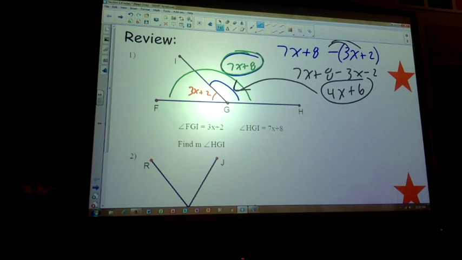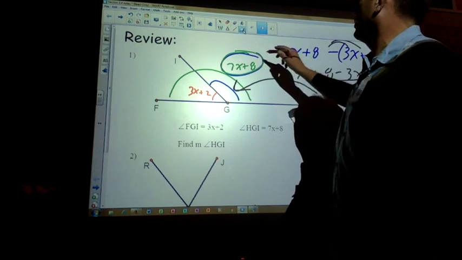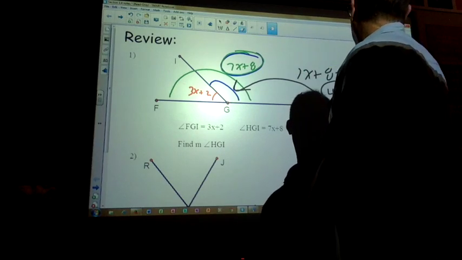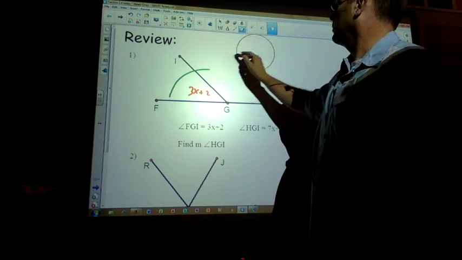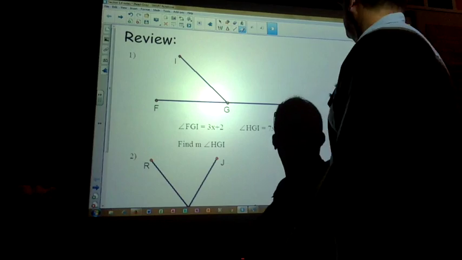That okay? Question back there, black hat. Wait, so it says HGI is 7x plus 8. Oh, wait. Hang on. You know, I shouldn't come to school when I have a cold. Let me just erase. Nothing to see here. Verify the internet's back up.